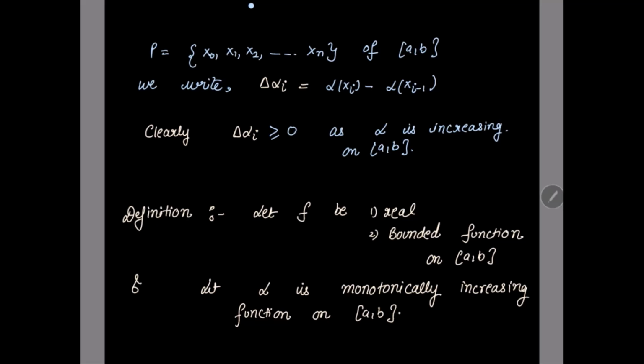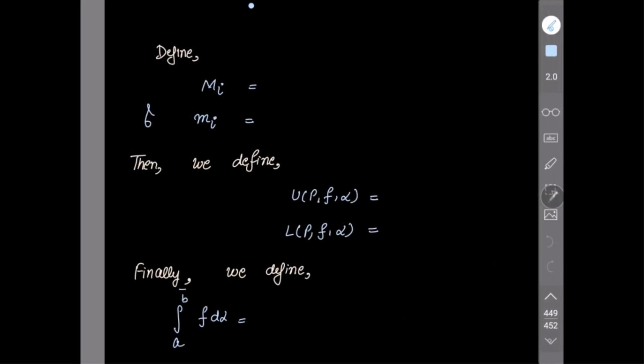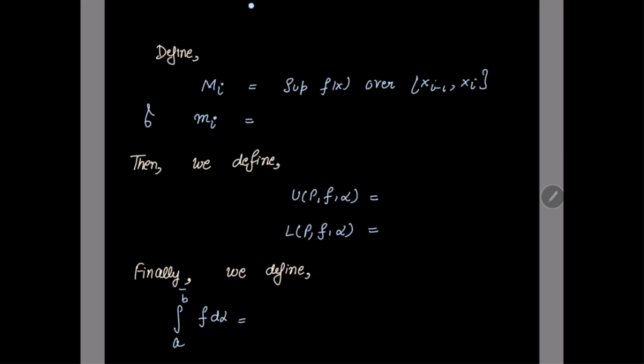Alright, another definition. Let f be a function which is real and bounded on this closed interval [a, b], and let alpha be a monotonically increasing function on [a, b]. So I have two functions: one is f, which is real and bounded on the closed interval [a, b], and the other is alpha, which is monotonically increasing on [a, b]. And now we define Mi. Mi will be the supremum value of f(x) over the closed interval, because we have to talk about each segment. So this is [xi minus 1, xi], the supremum of f(x), and small mi is the infimum of f(x) over the segment [xi minus 1, xi].